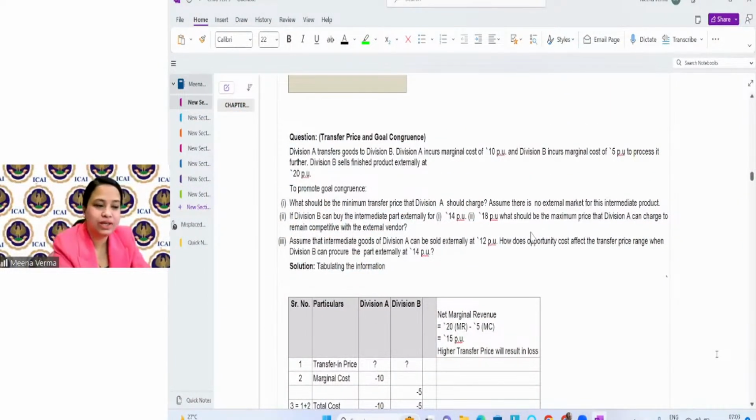We are learning today about transfer pricing, as we have done in the last session. So we will practice some more questions from transfer pricing. I have taken some more questions, so we will have two sessions. We will cover some of the questions today and some in the next session. Let's start practicing some questions.